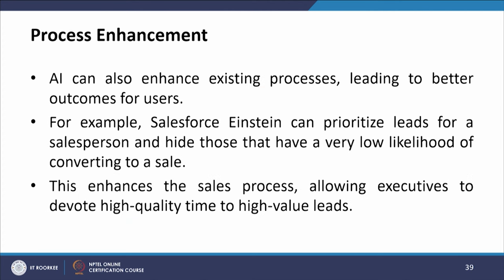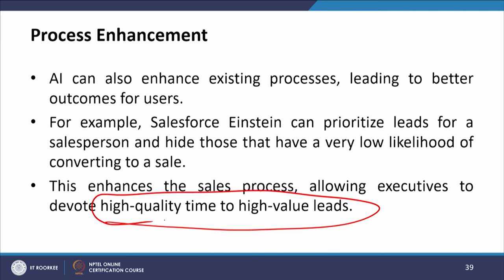The next comes process enhancement. AI can also enhance existing processes leading to better outcomes for the customers. So, earlier we were talking about creating efficiency in the processes, now we are talking of enhancing those processes so that it can lead to better outcomes for the users. For example, Salesforce Einstein can provide leads for a salesperson and hide those that have a very low likelihood of converting to a sale. This enhances the sales process, allowing executives to devote high quality time to high value leads. So, this matchmaking enhances the process.